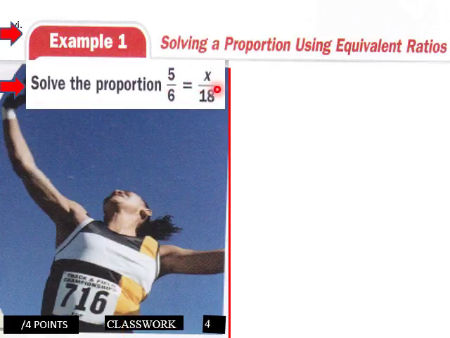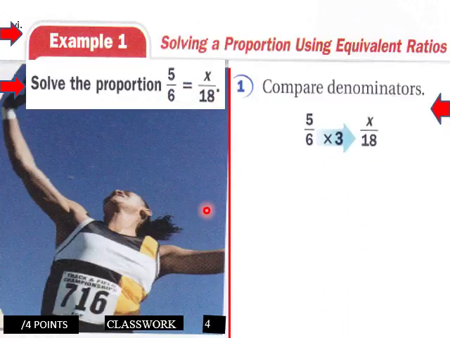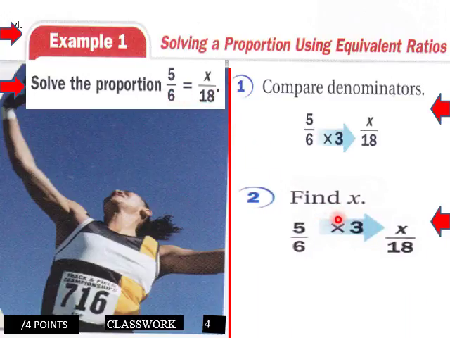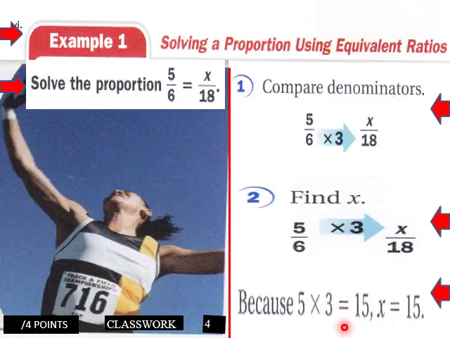Solve the proportion 5 over 6 equals x over 18. What do we do to solve for x? Compare denominators. We have an 18 and a 6. So to find x, we multiply through by 3, and that will give us something over 18. Then 5 times 3, so x would equal 15. So 5 over 6 would equal 15 over 18.